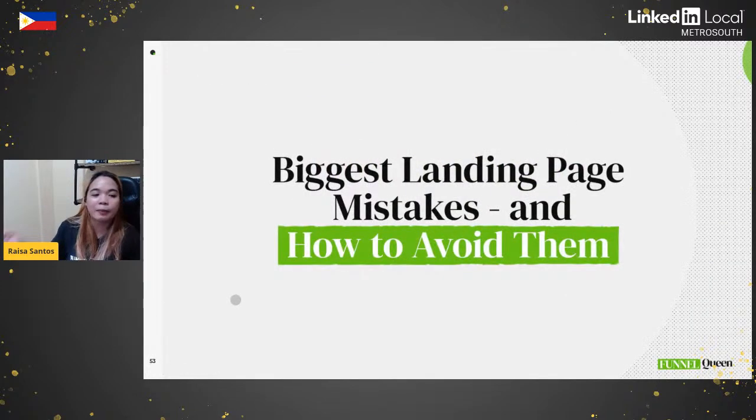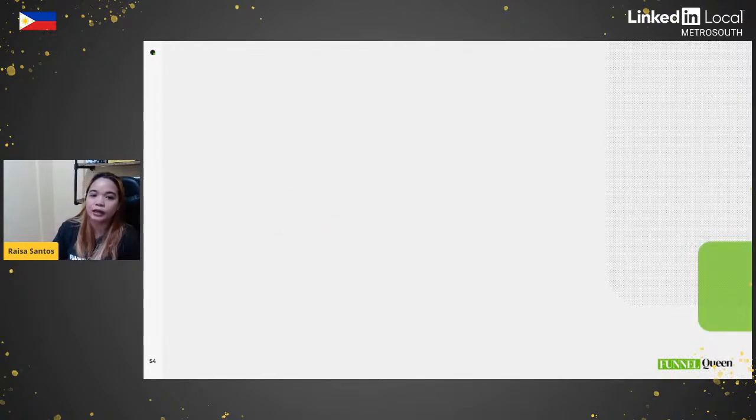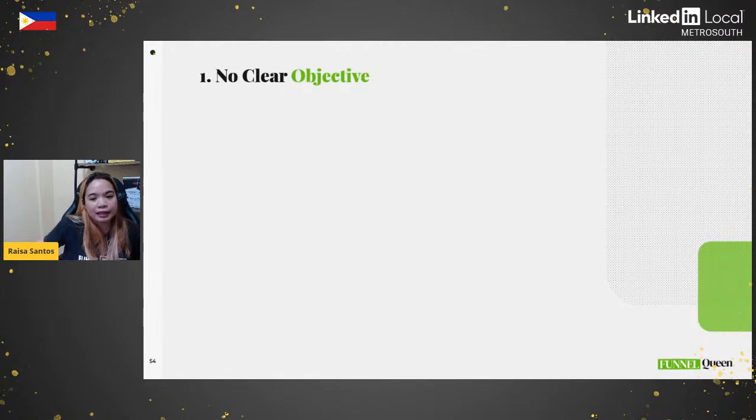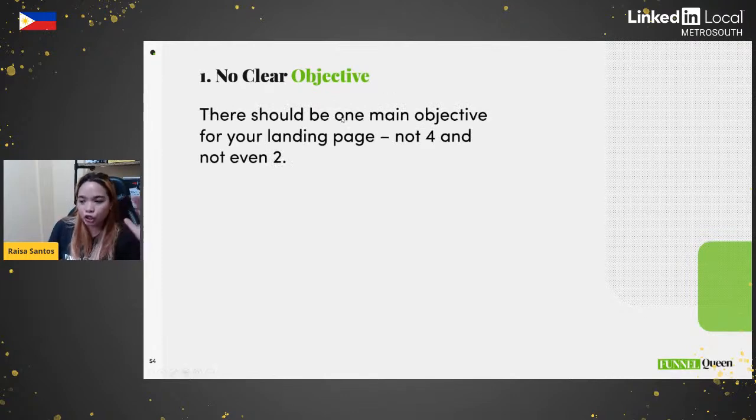So now let's talk about the biggest landing page mistakes and how you guys can avoid them. So first one, no clear objective. Kanina pinag-usapan natin, landing pages are built for a specific goal. So if wala siyang clear objective, then wala nang sense yung landing page. So there should be one main objective for your landing page, not four, not even two. Okay, you just need one main objective.